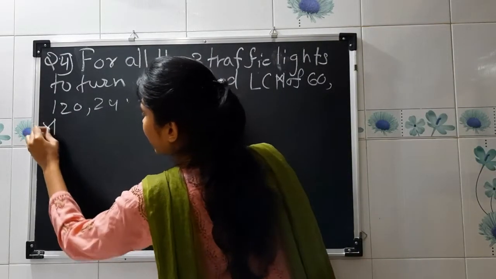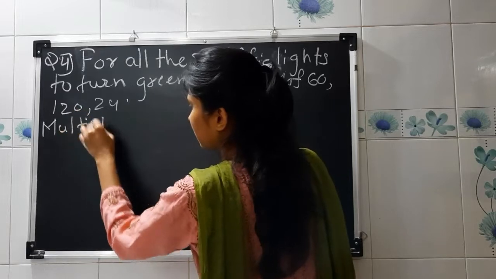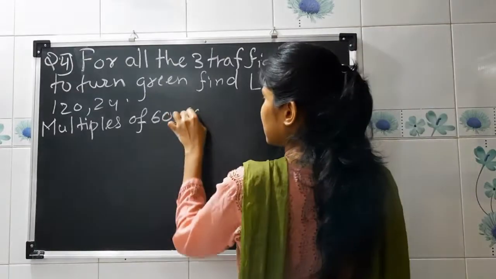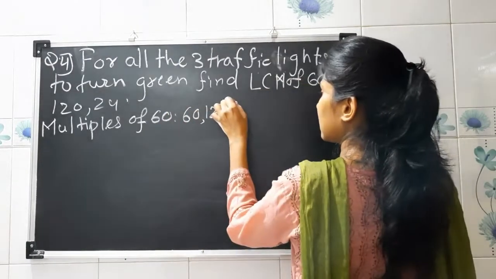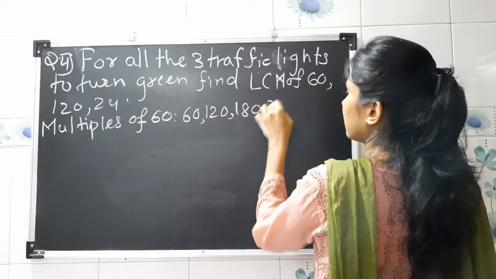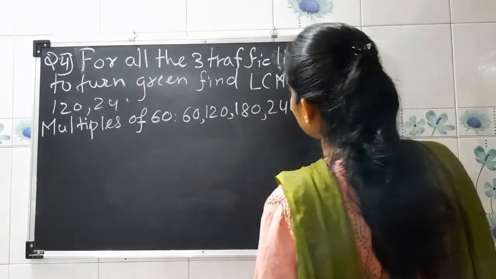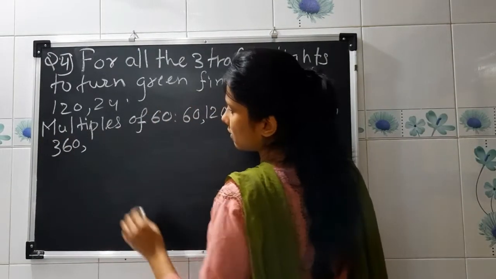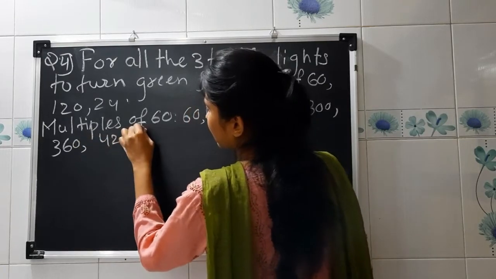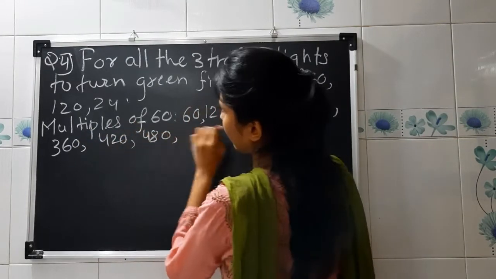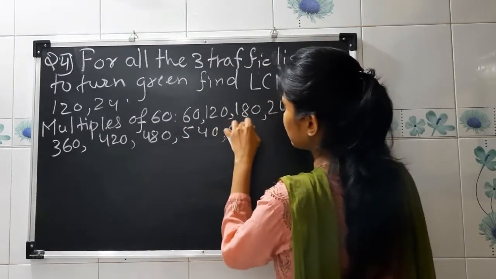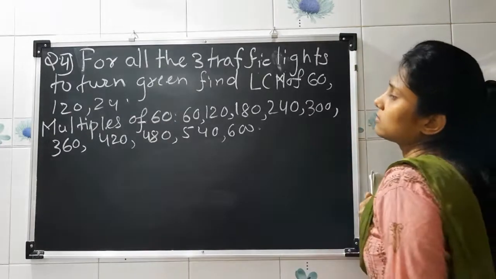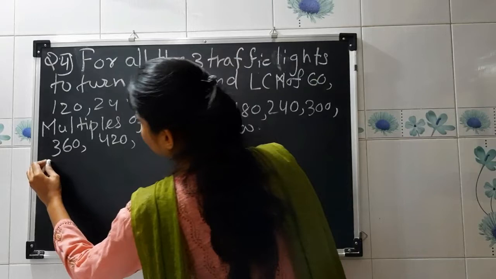So first we will find the multiples of 60. 60 ones are 60, 60 twos are 120, 60 threes are 180, 240, 300, 360, then 420, 480, 540 and 600. Okay, so these are the multiples of 60.